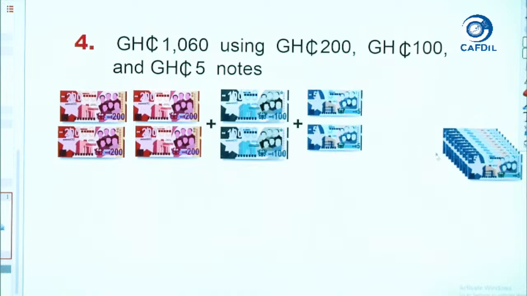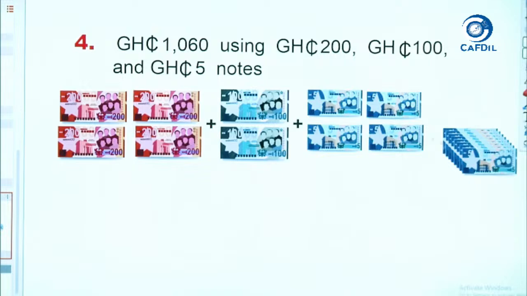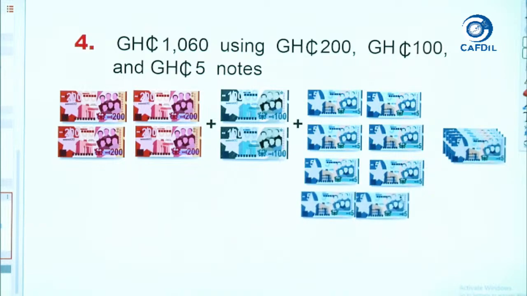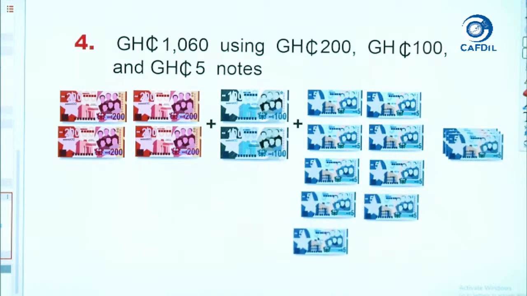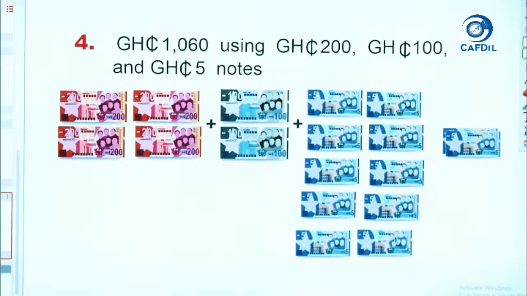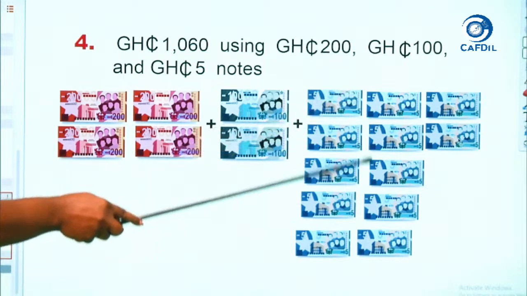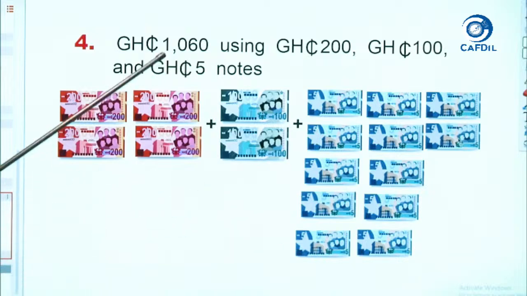2, 3, 4, 5, 6, 7, 8, 9, 10, 11, 12. We are done. 800 plus 200 plus 60 will amount to 1,060 cedis.